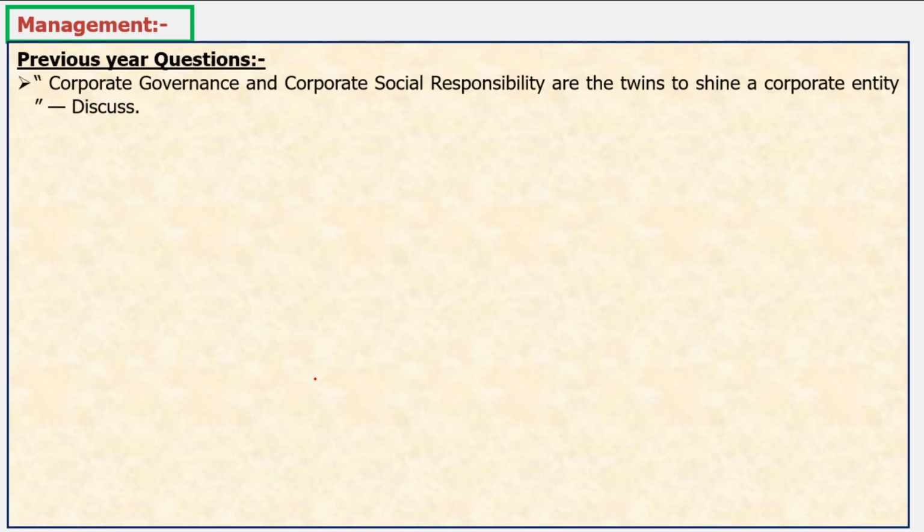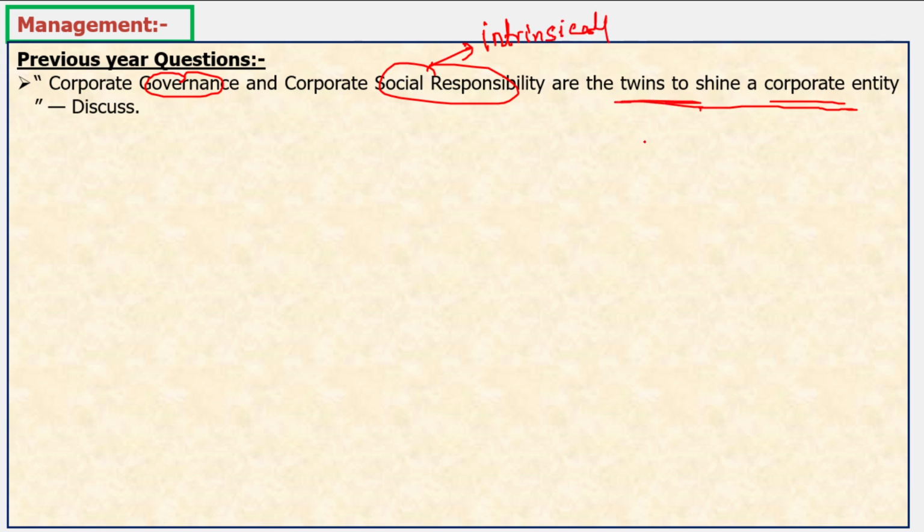I'll read these questions so that you understand the context in which they were asked. Corporate governance and corporate social responsibility are the twins to shine a corporate entity? Discuss. In such a question, what you need to do is show whether corporate governance and corporate social responsibility are so intrinsically linked that they can be called twins or not. Okay, right. So it's a qualitative question, you understand. See the nature of this question.